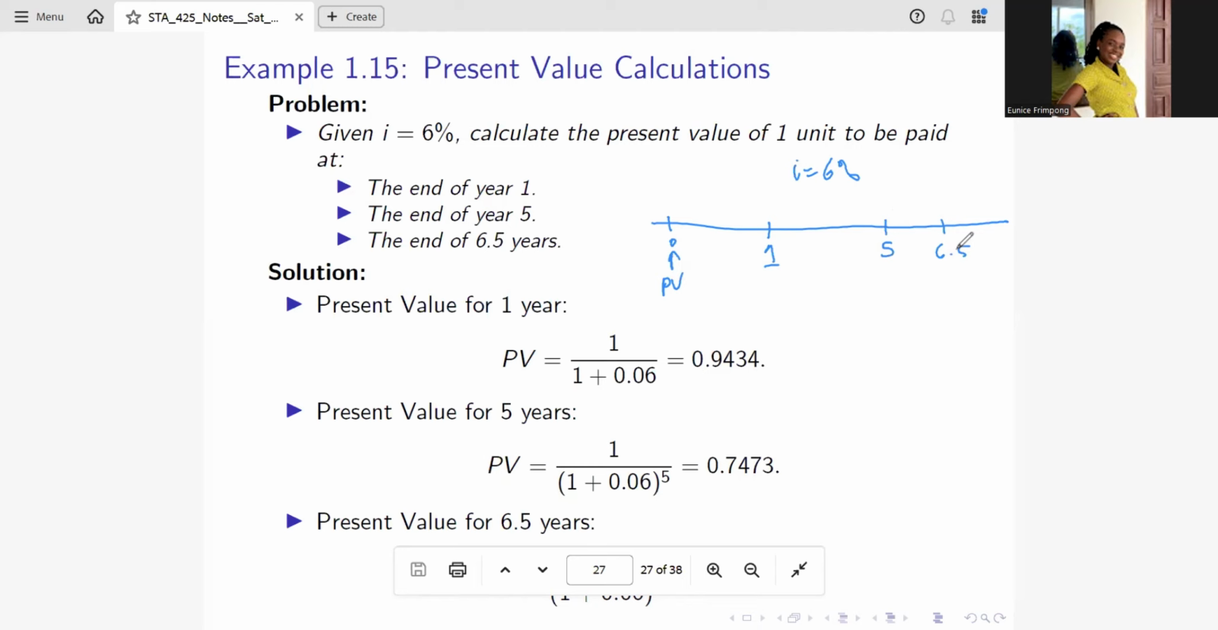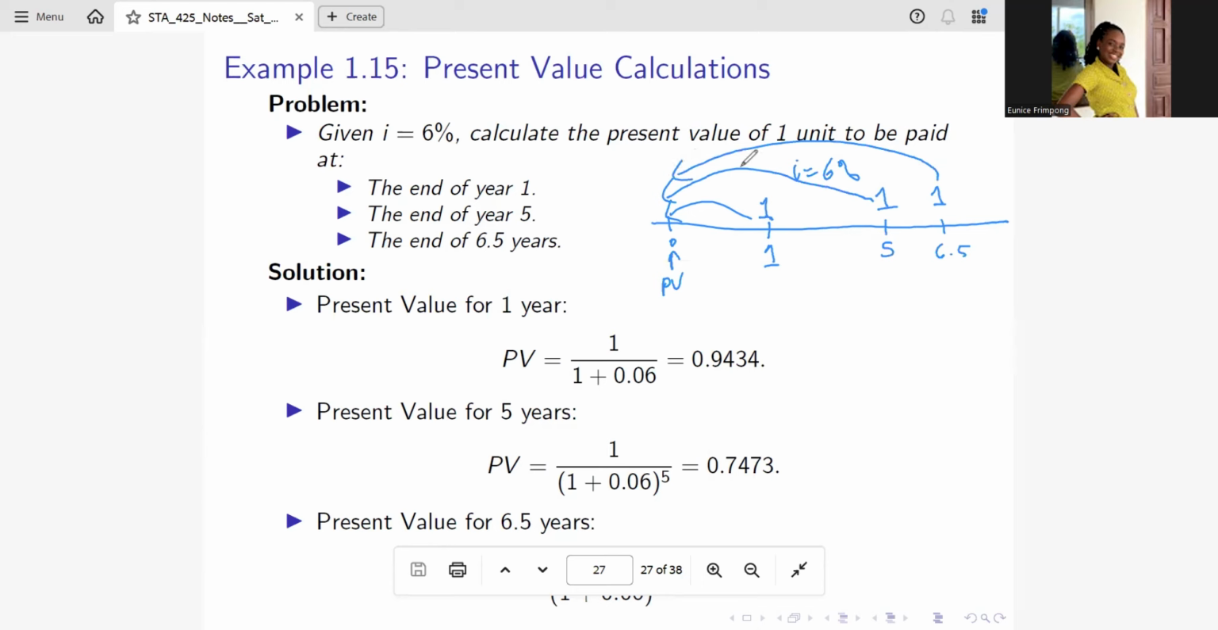It means that the 1 will be paid here, and in the second option, 1 will be paid here. In the third option, 1 will be paid here. Just 1, whether 1 CD, $1, whatever. I want to find the value of this 1 being paid at time 1 at time 0. What is the value of this 1 at time 0?